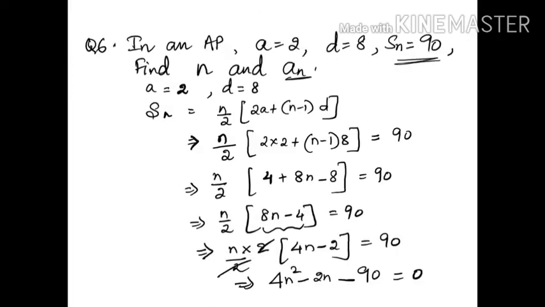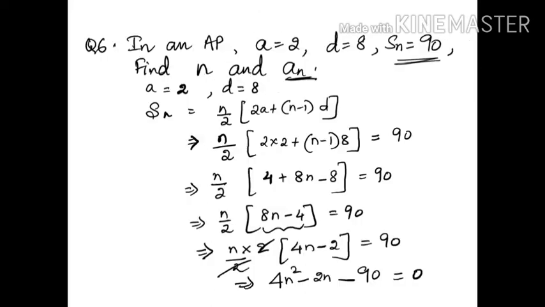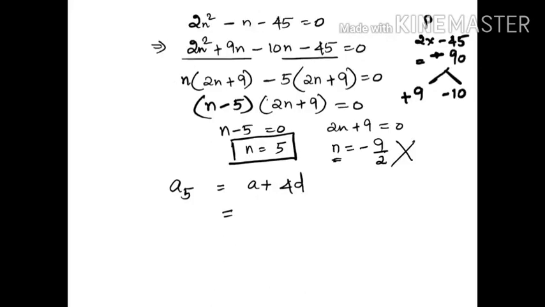We also have to find the nth term of this AP. So nth term will be a5, which is equal to a plus 4d. Substituting a as 2 and d as 8, we get fifth term as 34.